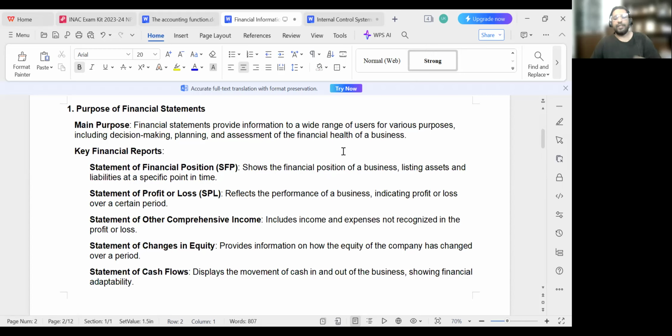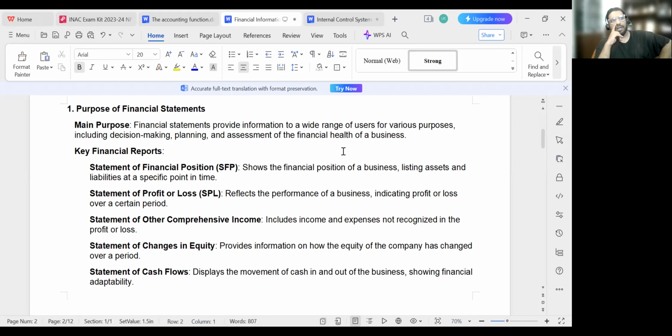Okay, the purpose of financial statements. We basically produce the financial statements, like we have statement of financial position, statement of profit and loss, statement of other comprehensive income, statement of changes in equity, statement of cash flows. Okay, so this is basically the set of financial statements that every company needs to make.